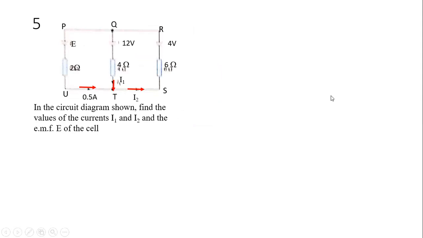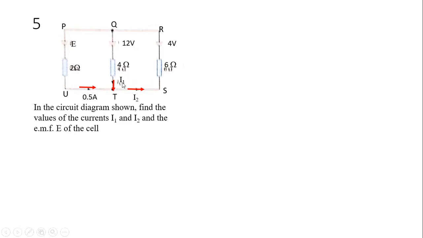Number 5. Kirchhoff's current law. Where do you get your 12 plus 4? The EMF one, sir. You're supposed to find the equation before you can solve it. So you have to use Kirchhoff's first law first. Kirchhoff's first law you can apply to this junction or this junction.